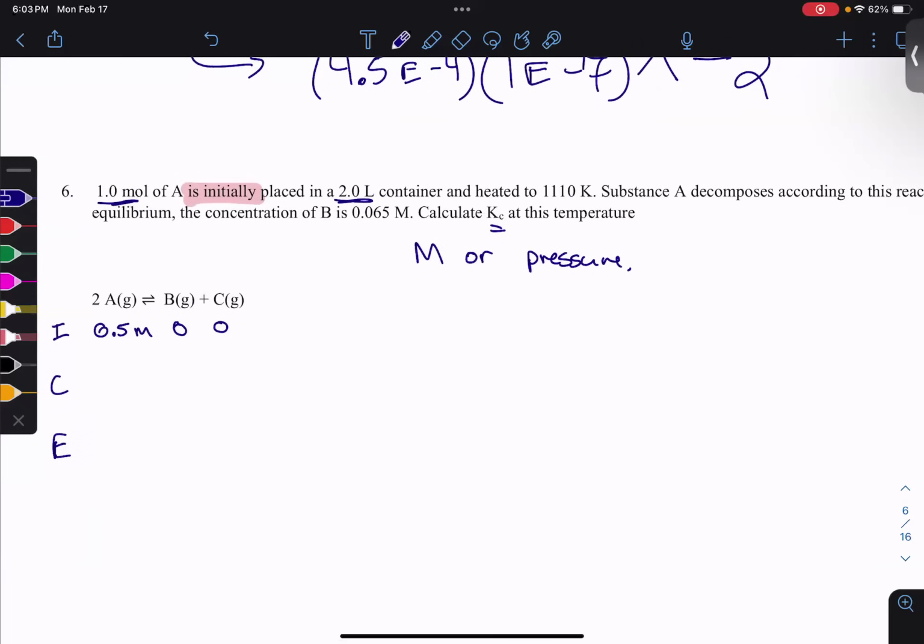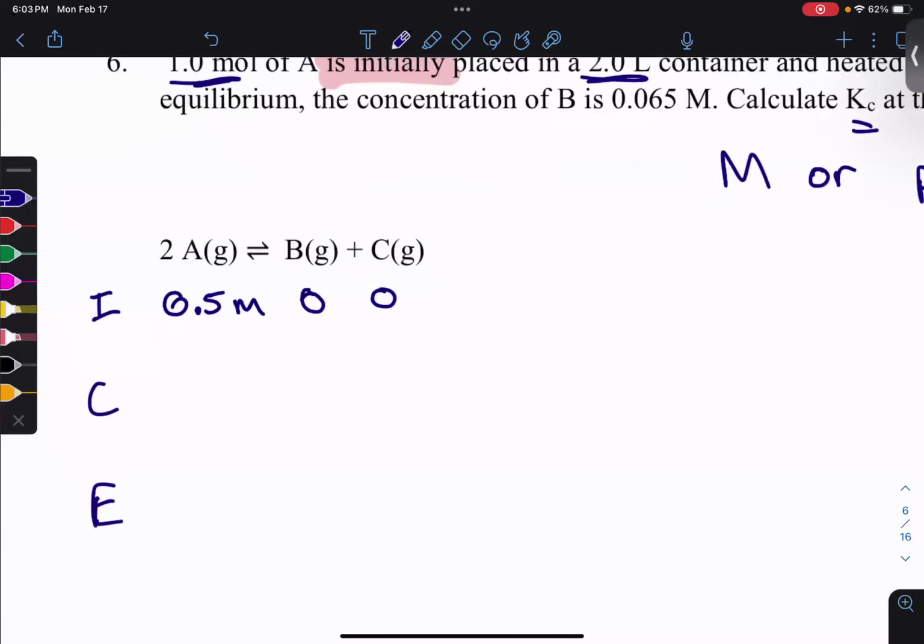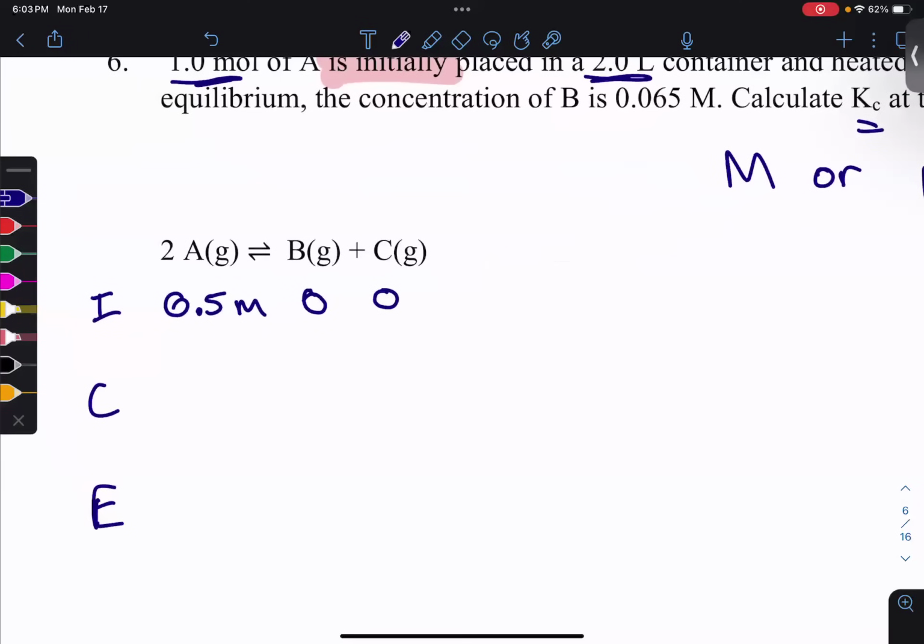So now we need to predict which way this reaction has to go. I'm really bad with my lefts and rights, so just say forward or reverse. This reaction has to go forward because there's no products. It cannot go backwards. So the change line is going to reflect the stoichiometry here. We're going to lose a 2x amount of A. Why 2x? Because there's a 2 coefficient there. And then we're going to gain an x amount of B and an x amount of C.